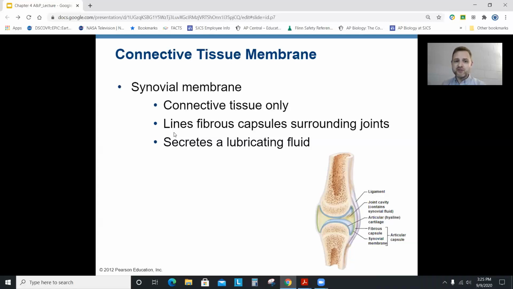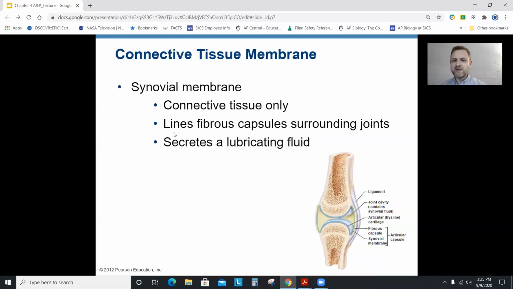For synovial, this doesn't have any epithelial tissues. This is all connective tissue. When you see synovial, you should think joints, like your knee or your elbow, because these are the membranes that line your joints. They also secrete a lubricating fluid to prevent them from having friction, to keep them nice and lubricated.